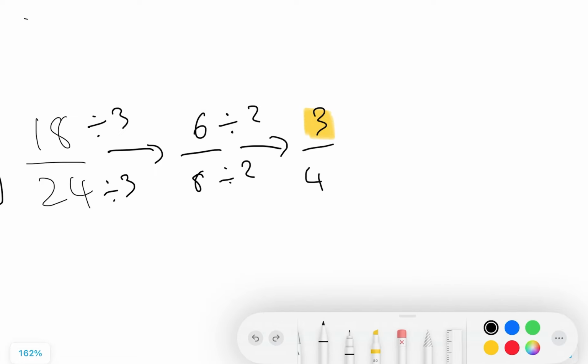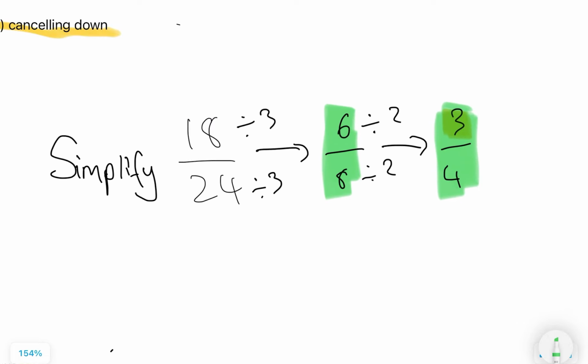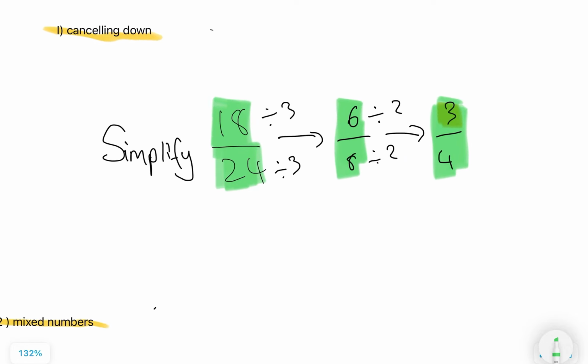Another thing I would like to point out is that this fraction and this fraction are the same amount. They have different numbers, but they're still the same amount. So to put this into perspective, 18 24ths of a pizza, 6 eighths of a pizza, and 3/4 of a pizza are all going to be the exact same amount.